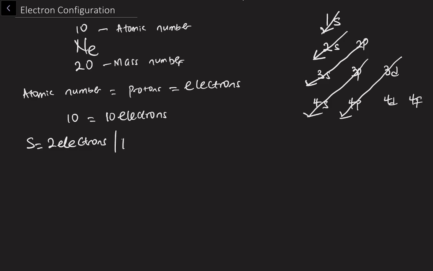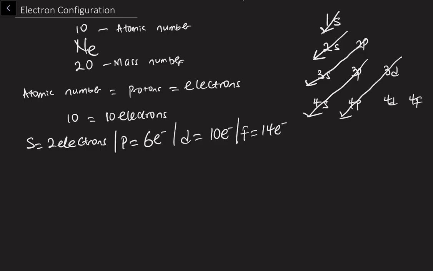The p orbitals in total can hold, they have 3 suborbitals, the px, py, pz. Each suborbital holds 2 electrons maximum, making the total of 6 electrons. The d orbitals can hold a total maximum of 10 electrons, and the f orbital maximum of 14 electrons.